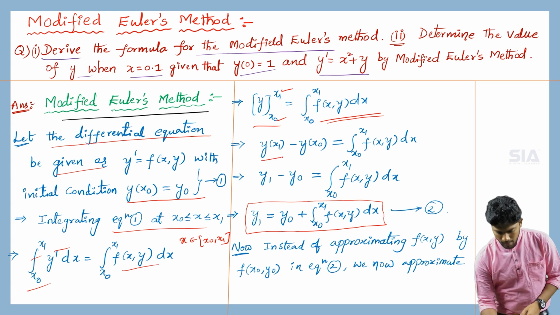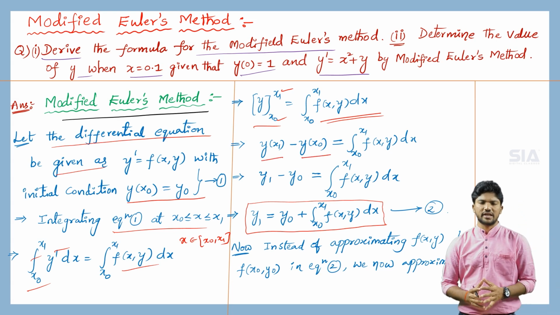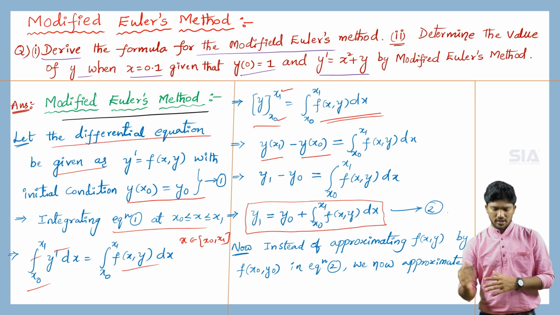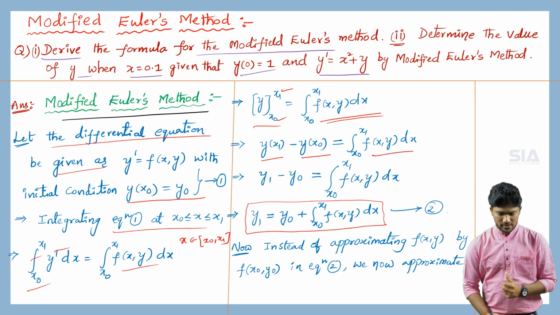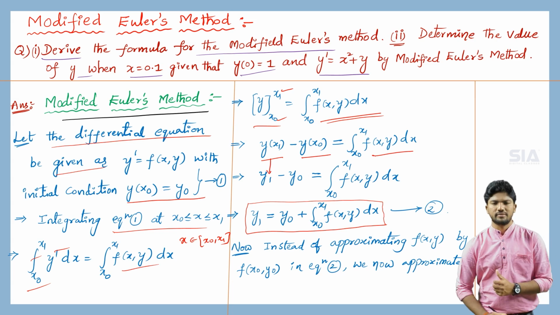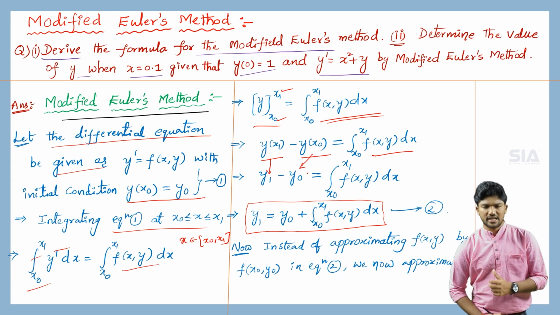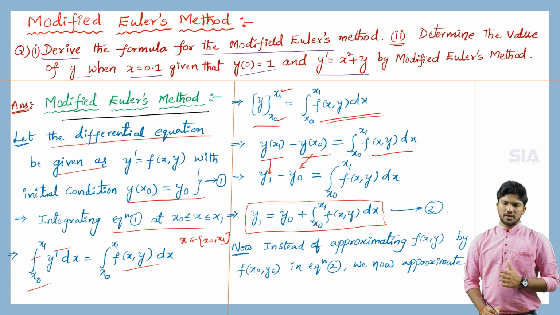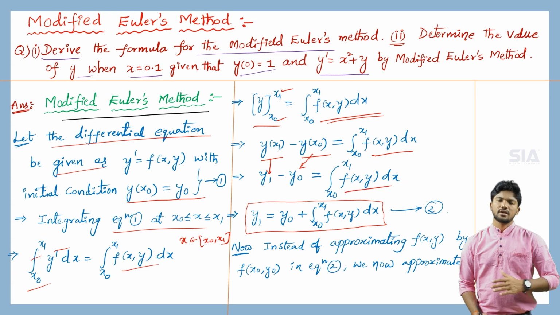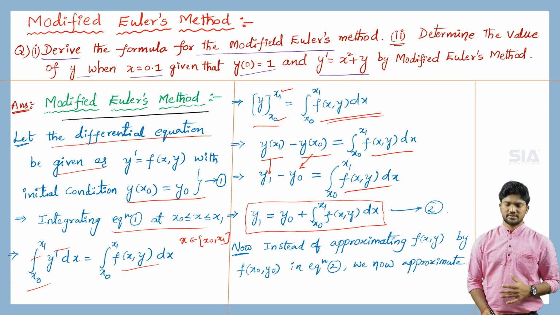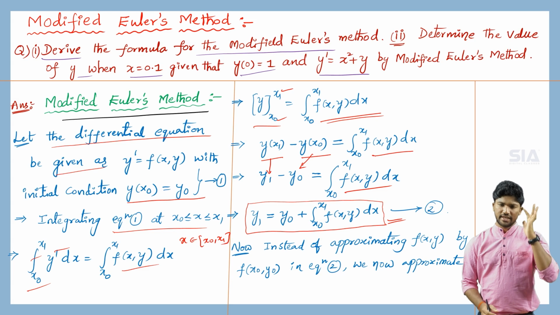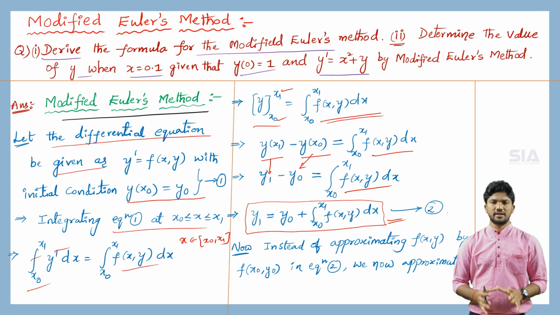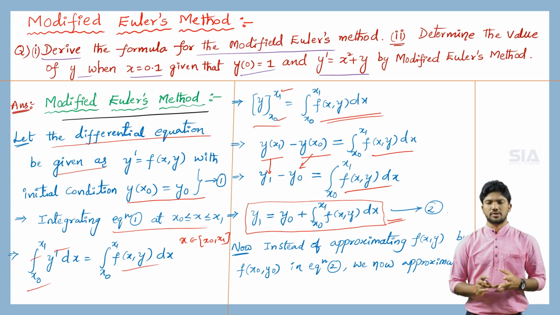Now apply the upper bound minus lower bound. So y(x1) minus y(x0) is equal to the integral from x0 to x1 of f(x, y) dx. You know very well y(x1) is nothing but y1, and y(x0) is y0 from the initial condition. So y1 minus y0 equals that integral. Sending y0 to the right-hand side, we get y1 = y0 + the integral from x0 to x1 of f(x, y) dx. That is equation number 2.